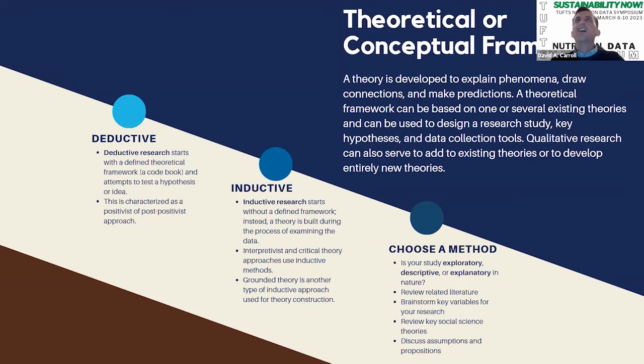So deductive research is when you start with a defined framework, for example, diffusion of innovation theory. You build a code book, so you have these different codes that you're defining based on that theory. Farmer attributes, community conditions, attributes of the innovation itself. So you're kind of defining the codes before you start analyzing.